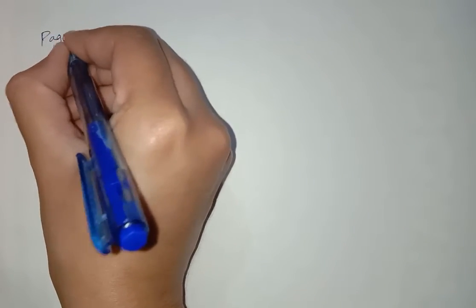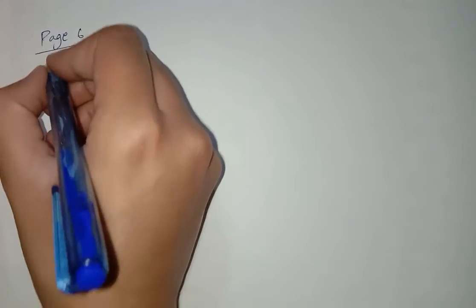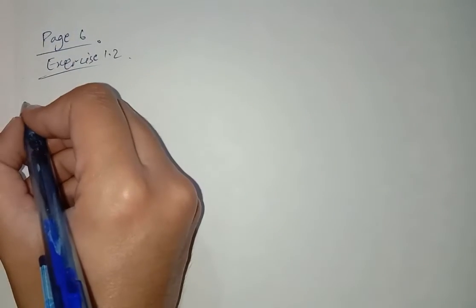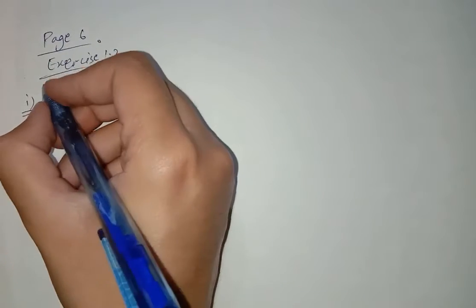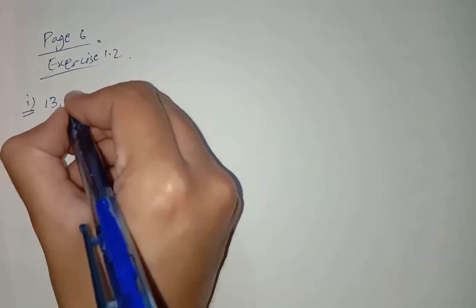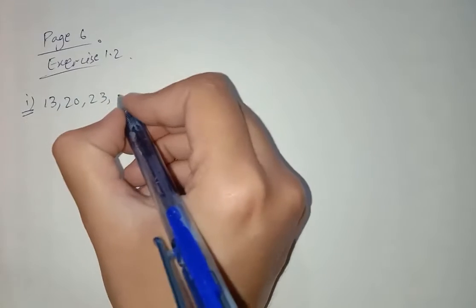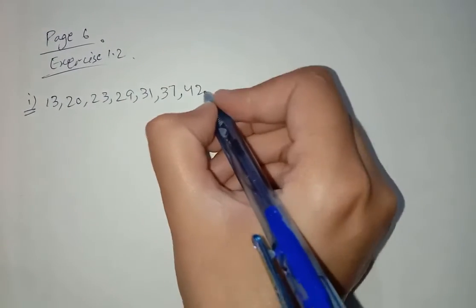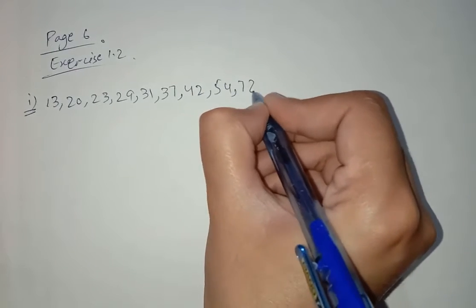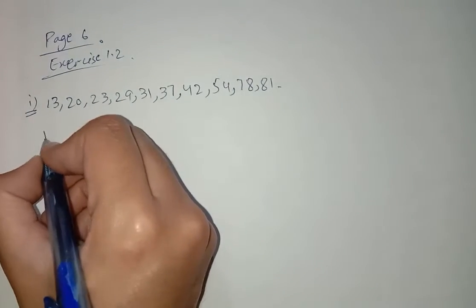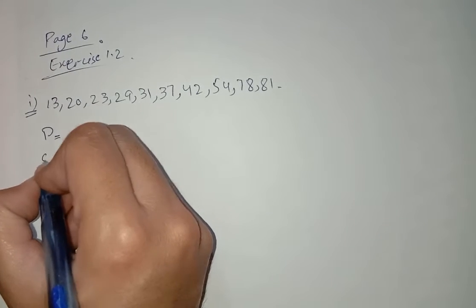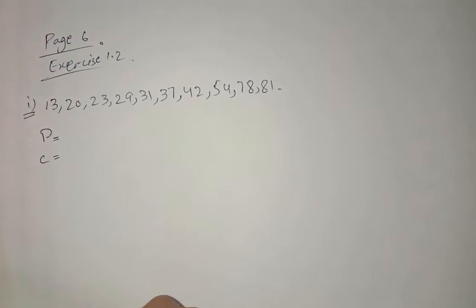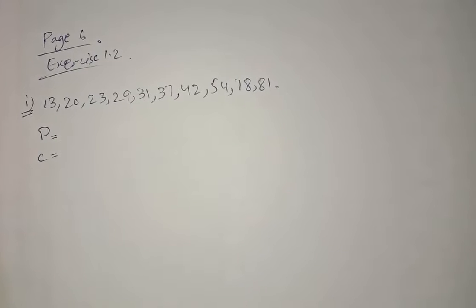Page 6, exercise 1.2, part 1. The numbers are 13, 20, 23, 29, 31, 37, 42, 54, 78 and 81. We have to write which numbers are prime and which numbers are composite. As we know, odd numbers are also called prime numbers.